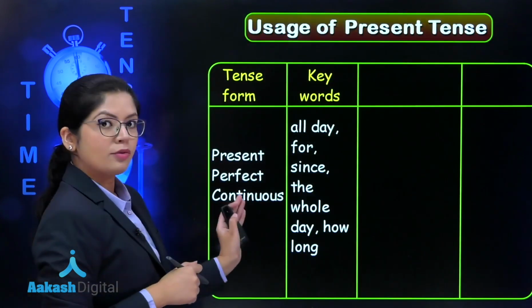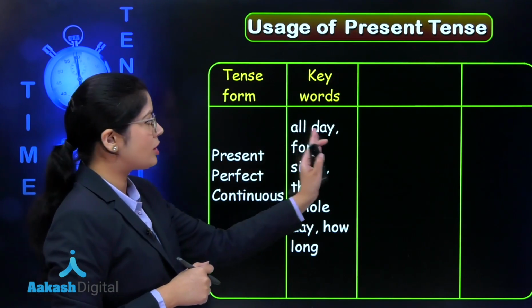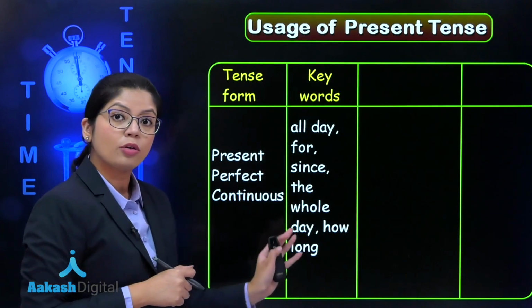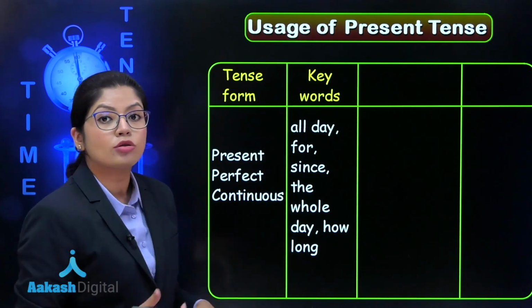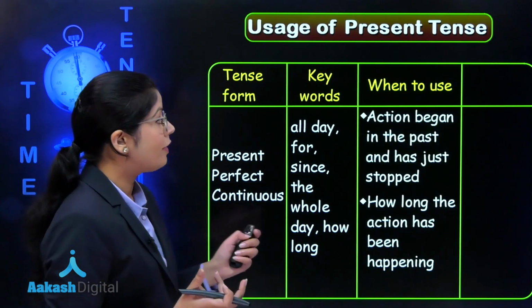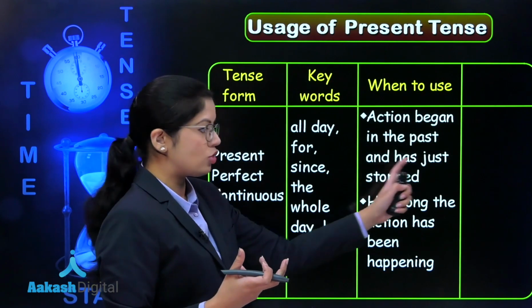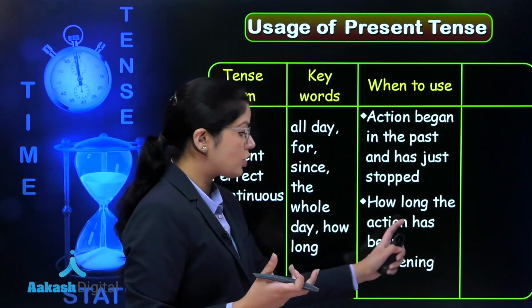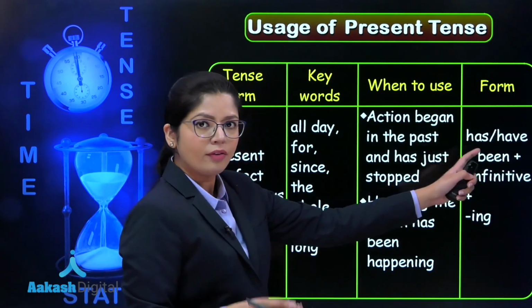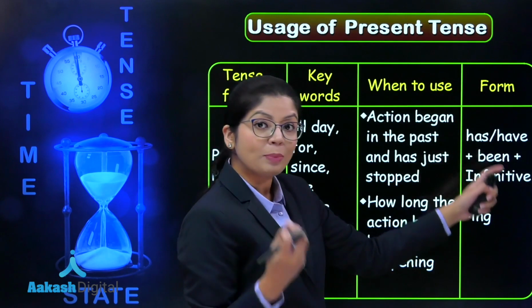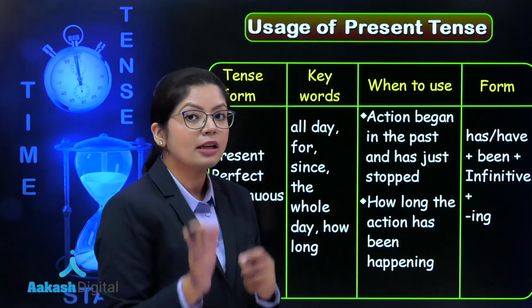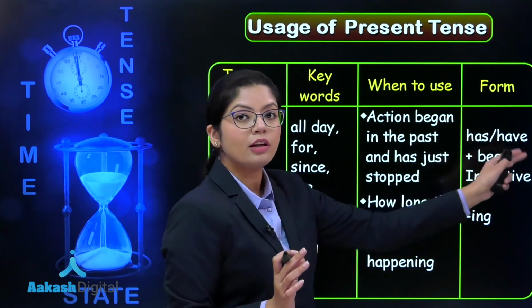Now I have the last form. Present perfect continuous can be noticed with words like all day, for, since, the whole day, how long, because they talk about the progressive nature of action. So continuous here is the progressive action. Where do we use it? Action began in the past and has just stopped. How long the action has been happening is also emphasized, and the form we use is has or have, as per our subject, plus been plus the infinitive plus ing form. So infinitive plus ing is again present participle, has for singular, have for plural.